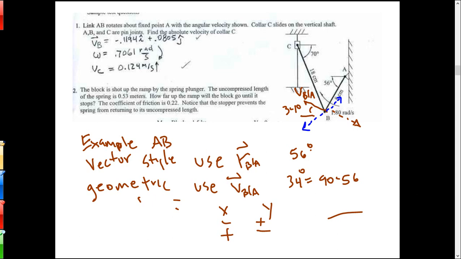So keep your signs straight if you're going to do it geometrically. If you're doing it geometrically, use 90 minus the linkage angle, and keep your signs straight. Look at it, draw a picture of it, go with one side or the other, and use those signs, okay? You can't just arbitrarily throw signs in there. Sometimes it doesn't work. If you're doing it vector style, use the linkage angle. You all okay with that? Those are common errors I've seen in the past that I want you to avoid.